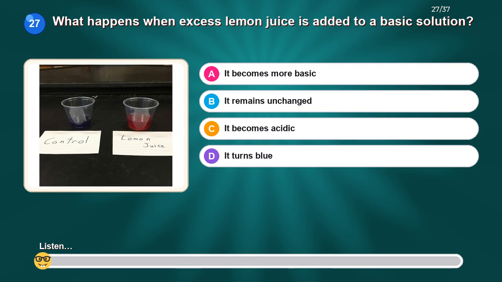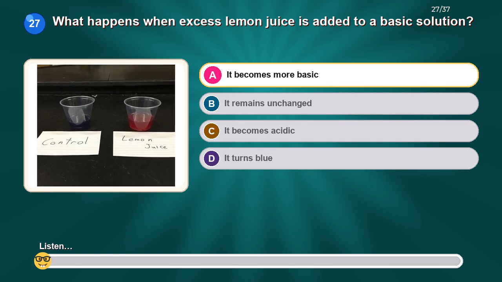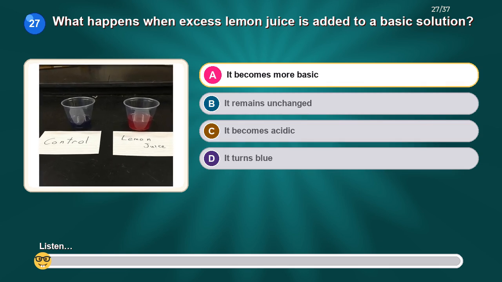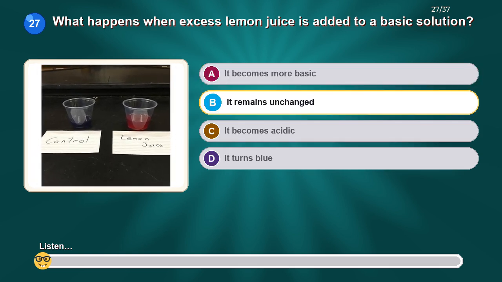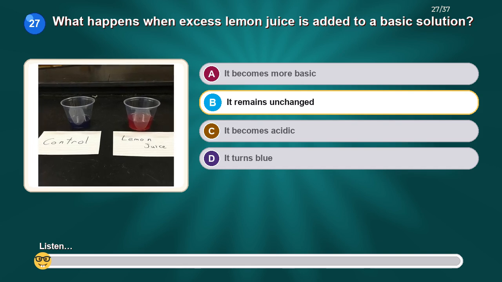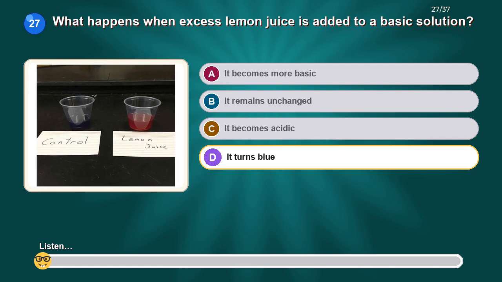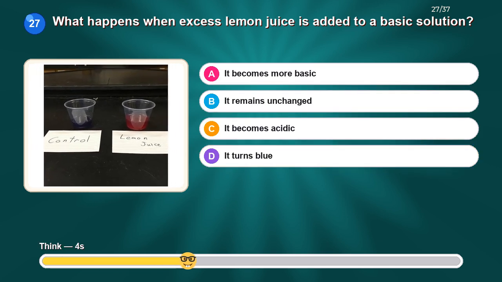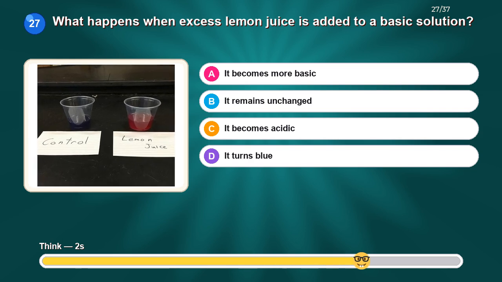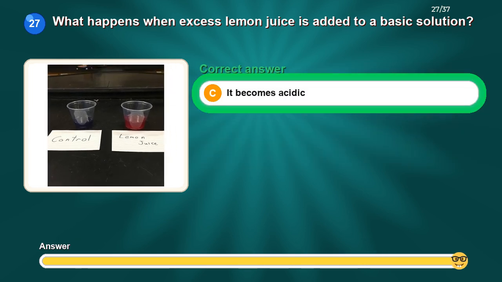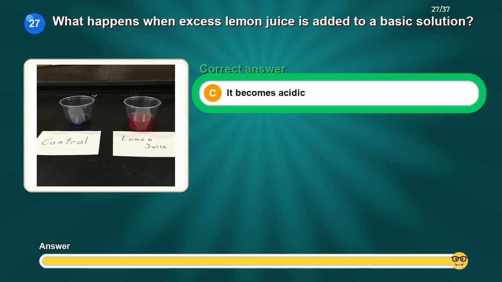What happens when excess lemon juice is added to a basic solution? Option A, it becomes more basic. Option B, it remains unchanged. Option C, it becomes acidic. Option D, it turns blue. The correct answer is, it becomes acidic.